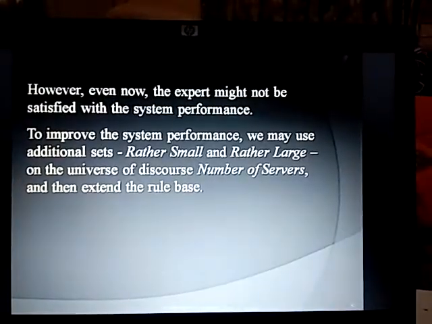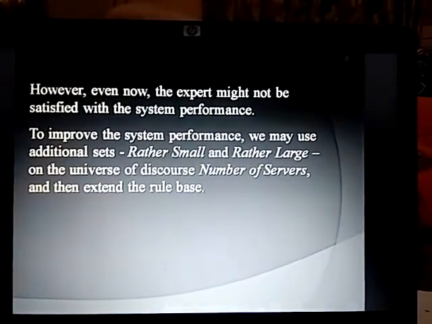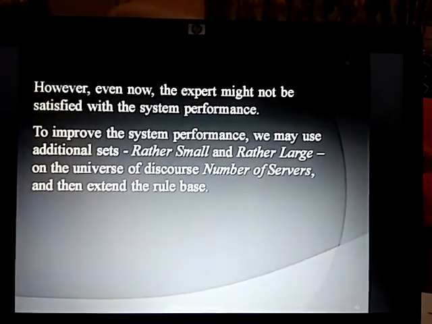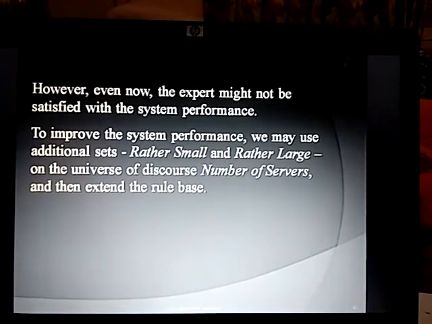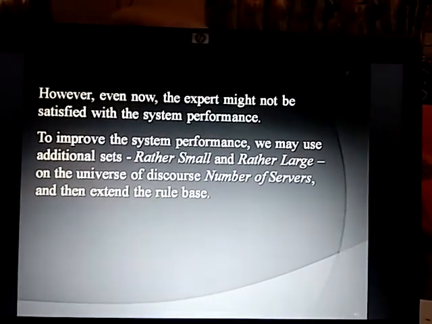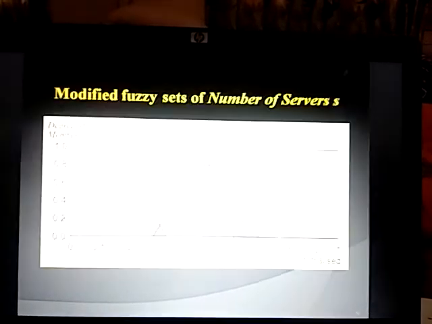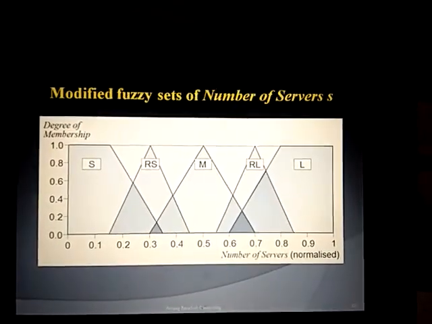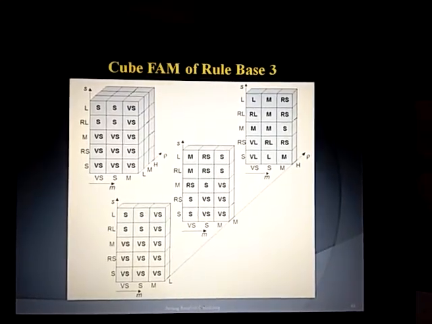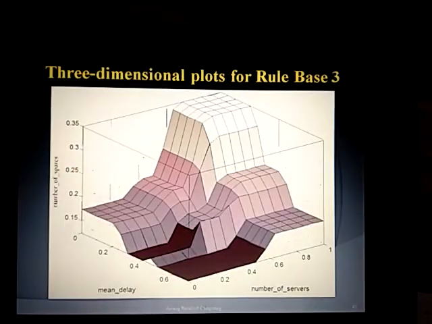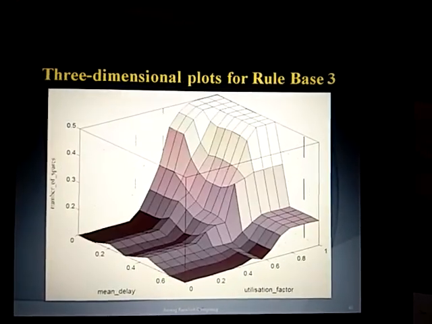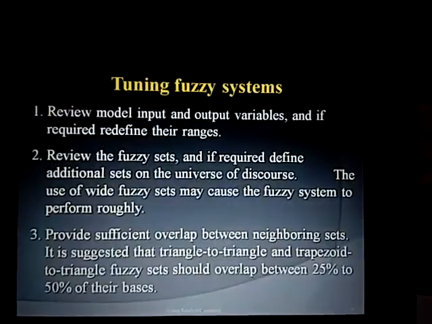However, even though the expert might not be satisfied with the system performance, to improve the system performance we may use the sets rather small or rather large on the universe of discourse of the number of servers, and then extend the rule base. That is the modified fuzzy set of the number of servers that we have again modified, that is the cube fuzzy associative memory rule base 3. That is the three-dimensional plot for rule base 3.